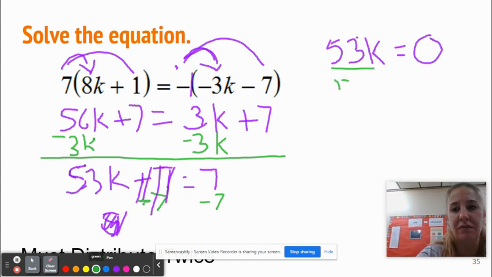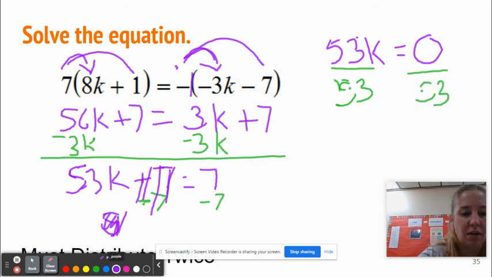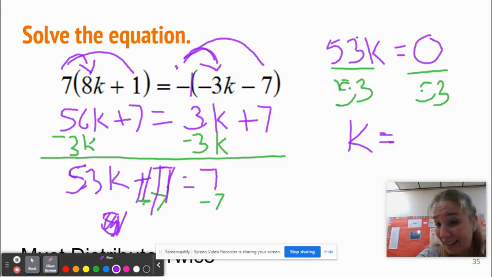Divide both sides by 53. And we are left with k equals, well, 0 divided by anything is 0. Okay? Good luck. I'll help you.